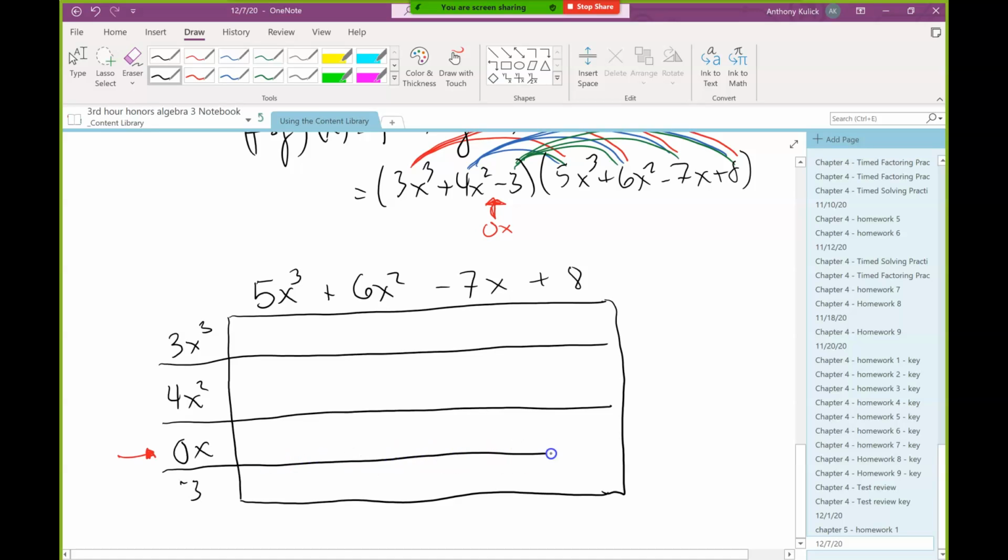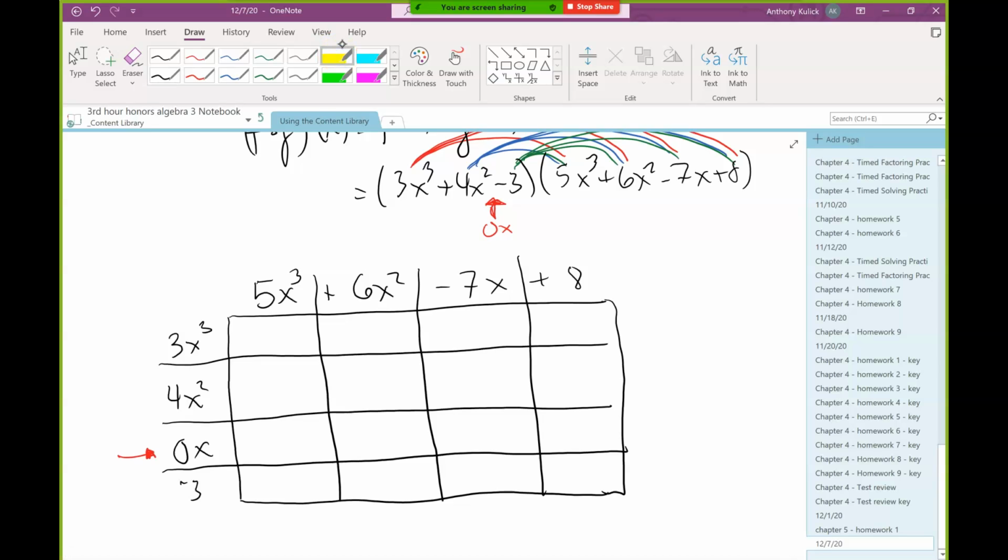And then I'll make myself a little grid, kind of like that. So each box in this grid represents a multiplication problem. So in this first box, we're multiplying 3x cubed and 5x squared.